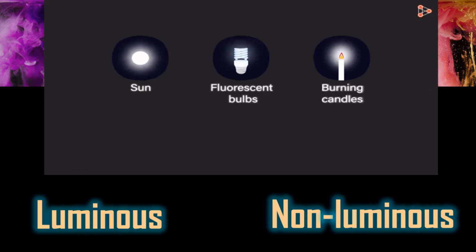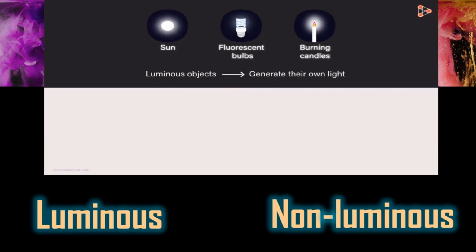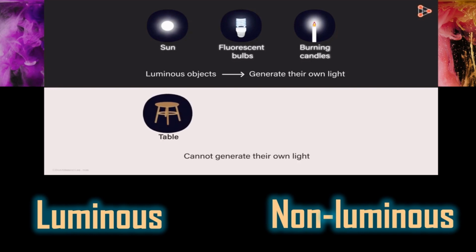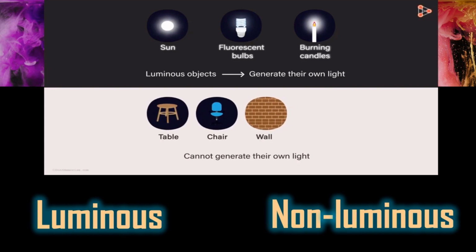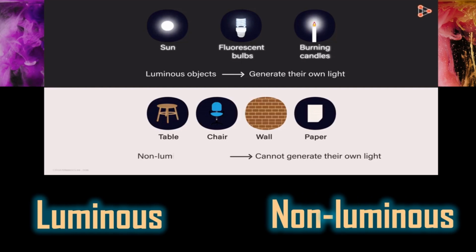Some objects can generate their own light. For instance, the sun, fluorescent bulb, burning candles. The objects which generate their own light are called luminous objects. Almost all of the objects that we come across cannot generate their own light. Table, chair, wallpaper are a few examples of non-luminous objects.